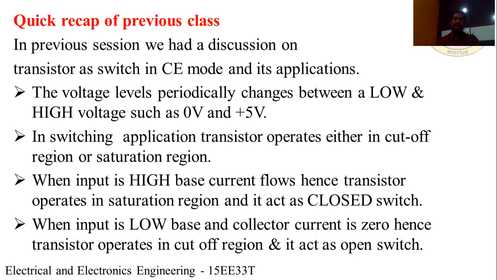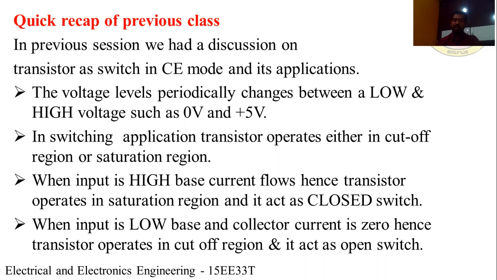When the transistor acts as a switch in CE mode, the voltage levels periodically change between low and high voltage, such as 0 and 5 volts. When it is at 0 volts, the switch is said to be open. When it is at 5 volts, the switch is said to be in closed condition. In switching application, the transistor operates either in the cutoff region or in the saturation region.